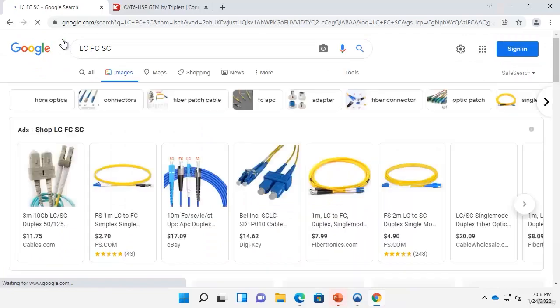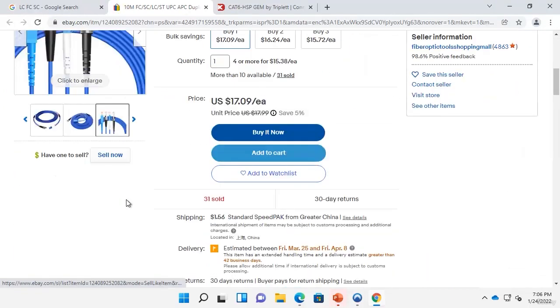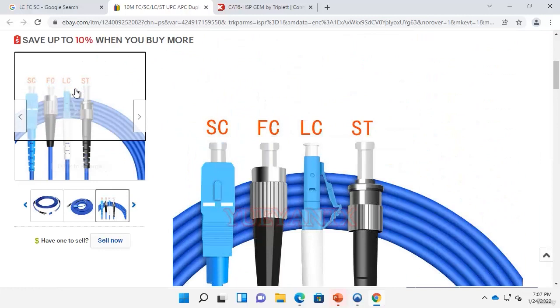Let's search for all of them and see if we get a good image for the comparison. There we go. I was just trying to enlarge this a bit. So SC, stick and click, a locking mechanism, right? I'm not going to move my mouse because it'll stop zooming in. LC, the third one over there, is just smaller, but you just push it in and it will latch. You can see the little latching mechanisms on the top.